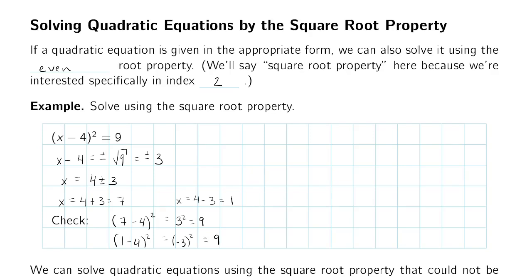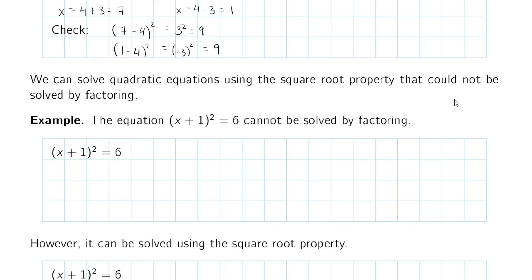For example, suppose we wanted to solve the equation x plus 1 squared is 6. Right? We can multiply that out, right? X plus 1 times x plus 1 is 6. So x squared plus 2x plus 1 is 6. Subtracting 6 on both sides, we've got x squared plus 2x minus 5 equals 0.